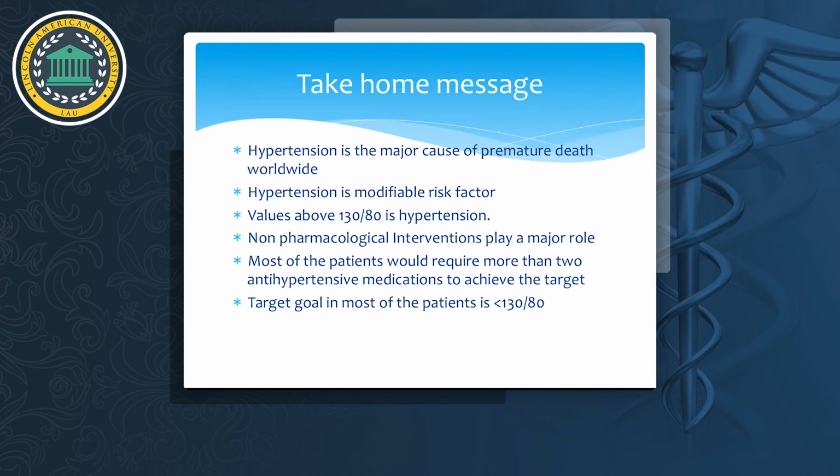And here again, I would like to repeat, I like to repeat things many times so that you grasp it and you don't forget it. 130 and 80, less than 140/90, no clinical ASCVD, less than 10% risk estimation, no treatment required. Start lifestyle modification. Non-pharmacological intervention plays a major role. Most of the patients would require more than 2 antihypertensive medications to achieve the target, and the target goal in most patients is less than 130/80.